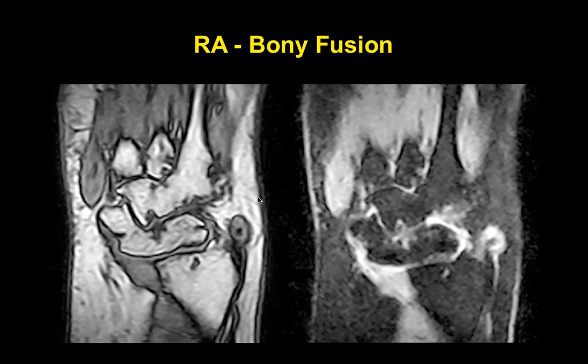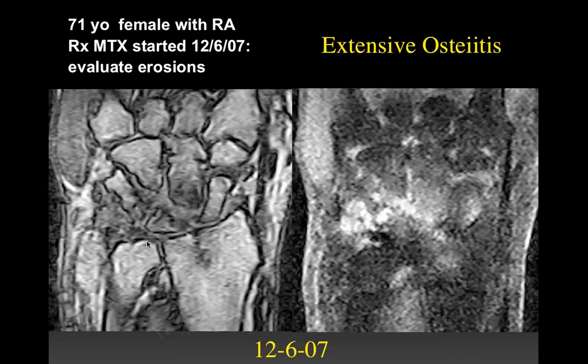So here's bony fusion. You get some really weird structures here. You can actually have all the bones fuse in the wrist. How does that occur? Well, this is a low field scanner, but this just kind of shows what happens. Here we can see osteitis involving the proximal part of the capitate, and maybe to a lesser extent here the scaphoid.